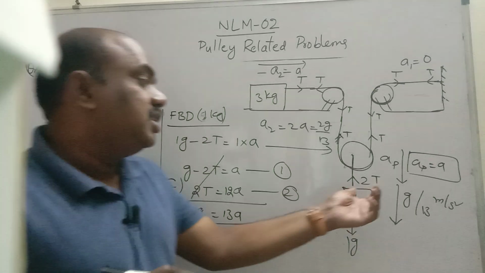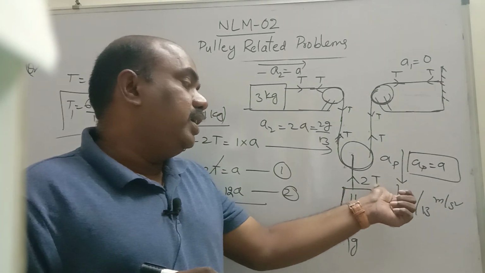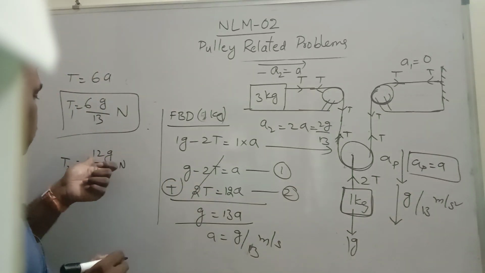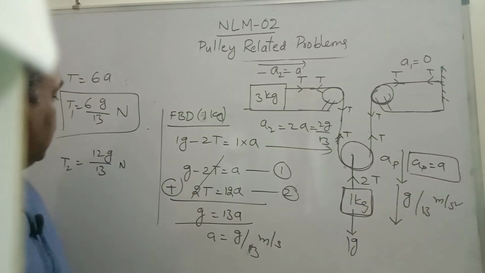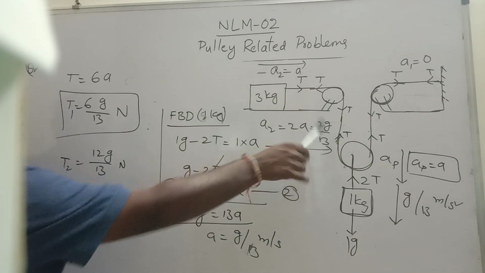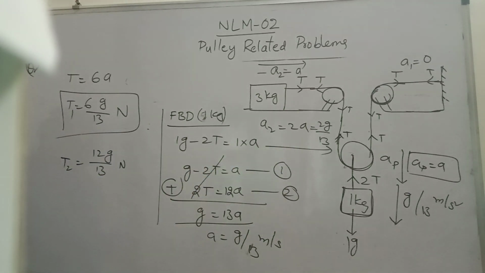This is the tension T2, which is 2T, nothing but 2 into T1. T1 means 6g by 13, so the tension in this string is 12g by 13. The first string is 6g by 13. Understand, children? Very simple problem.